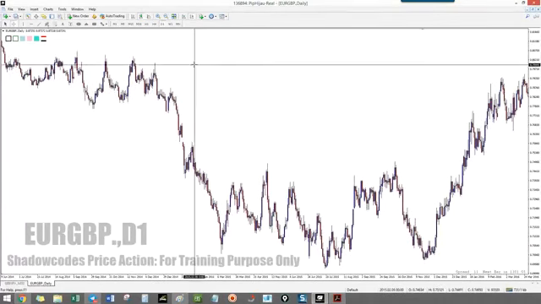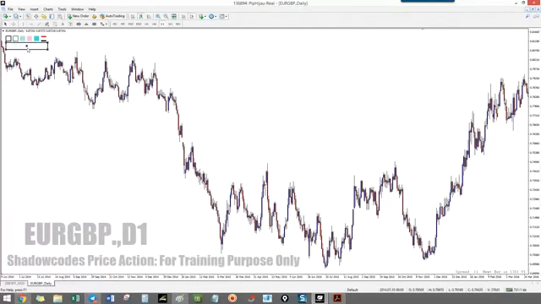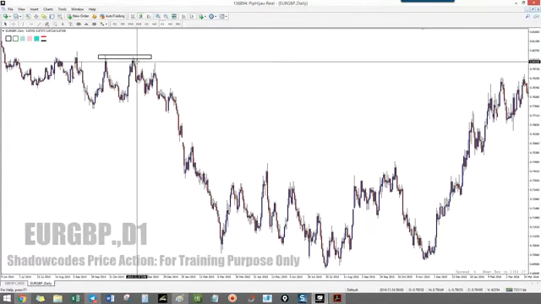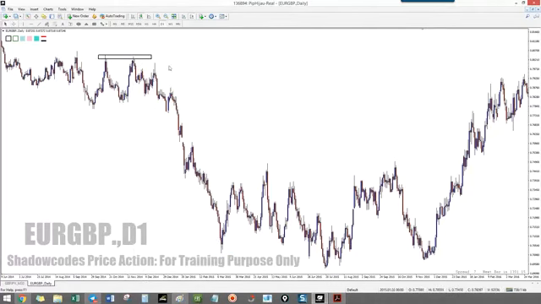Let's see if we have more. This one. Okay, so this one is ST1 also. This is about a 20 pips zone in daily. And then if you enter here, you will get about 1000 pips. A 20 pips zone versus 1000 pips. So the risk and reward is very high.